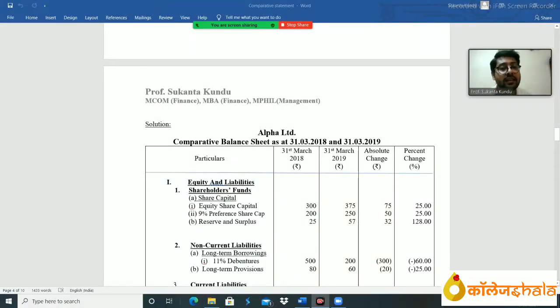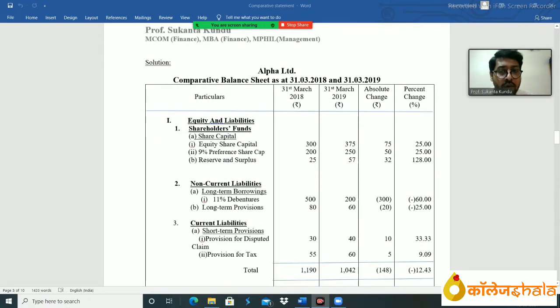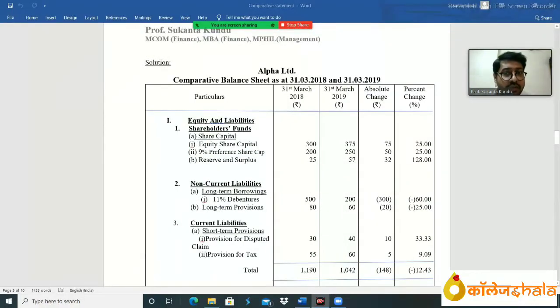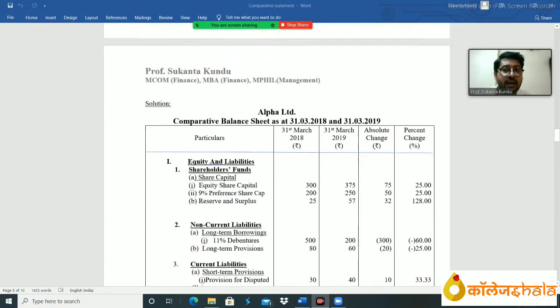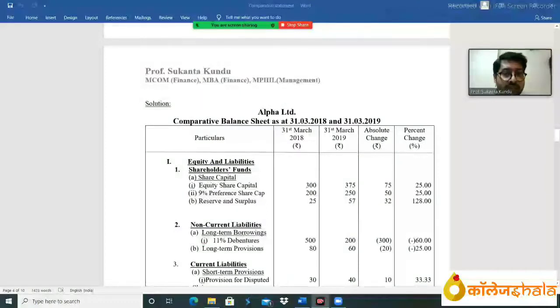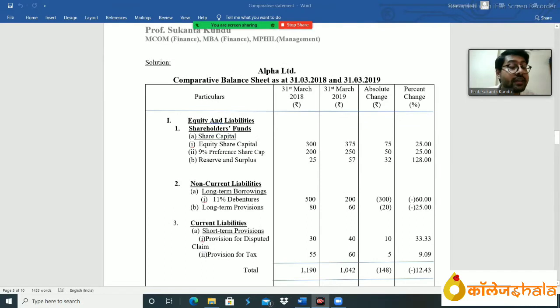Now the solution is very easy. You just copy all the figures, all the items of the balance sheet, equity and liabilities, shareholders' funds. Under share capital, put the detail of share capital like equity share capital, 9% preference share capital, and here given reserve and surplus, put the value of reserve and surplus, and all these figures just copy from the question and put here. All the figures of 2018 and 2019.